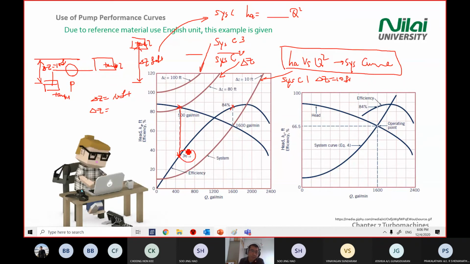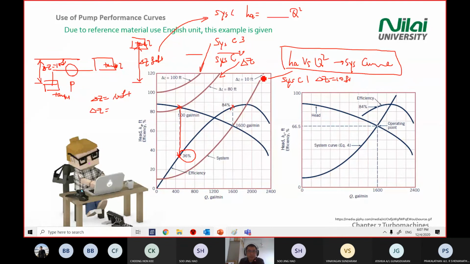The efficiency is dropping. And then you further increase the elevation to 100 feet. You plot the graph. You'll see the graph will not intersect with the pump head design curve. Meaning at 100 feet, the pump doesn't work anymore. Because they do not intersect, the pump does not operate. Do you understand what I'm trying to do?